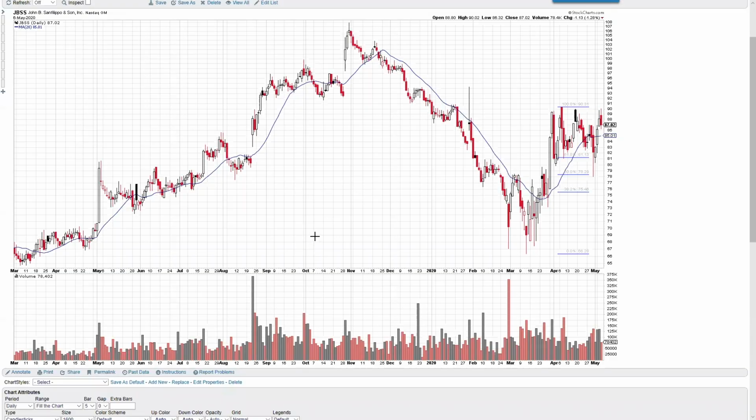Note this grueling decline in John B. Sanfilippo into a climactic decline in late February, and then testing that in March, which is, I think, bullish compared to the market at that point. Now, look at the rally that occurs off the test.